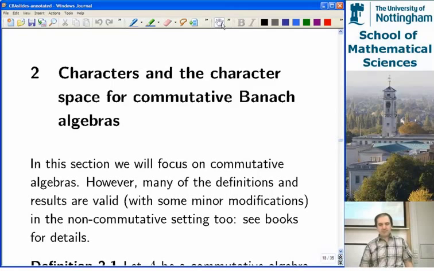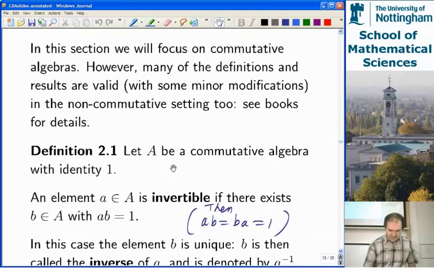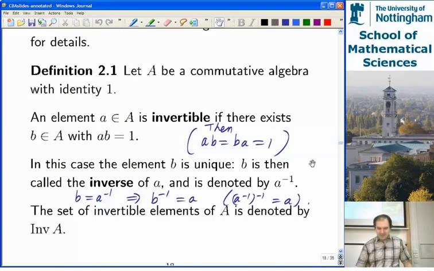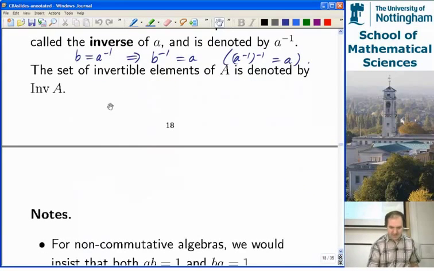Okay, so we just started this section on characters and the character space. So far we'd looked at invertible elements. We only needed to define the inverse on one side rather than two because we're commutative. And then the inverse of the inverse is the original element. And you have the invertible group in A because it forms a group under multiplication.